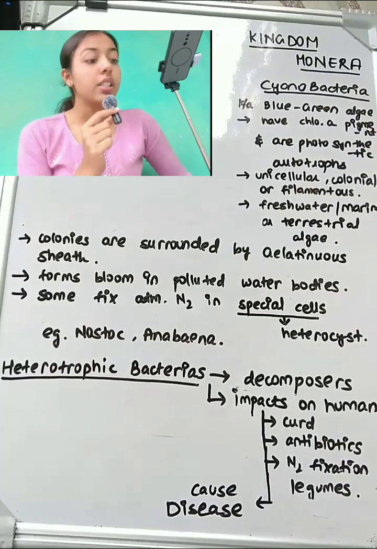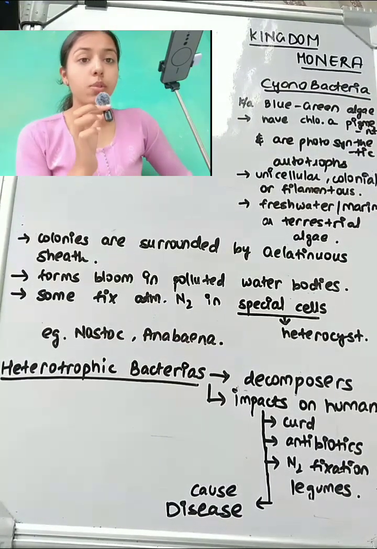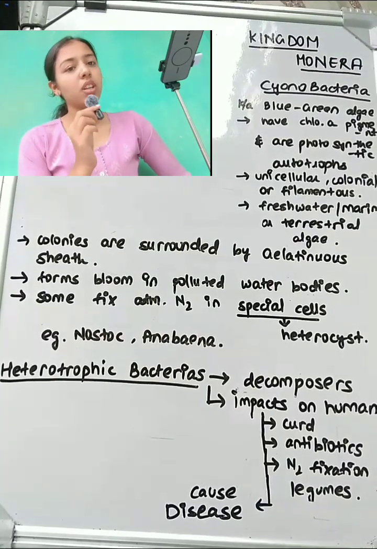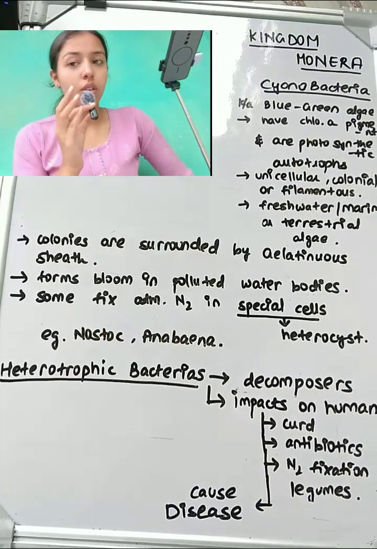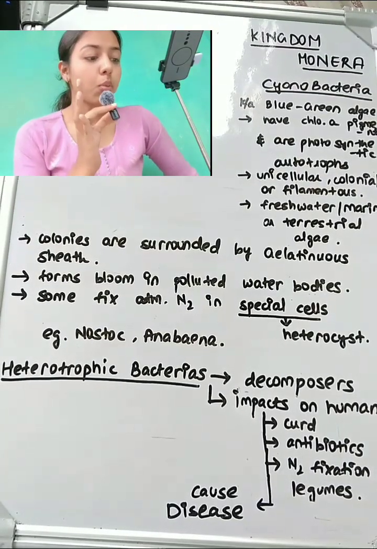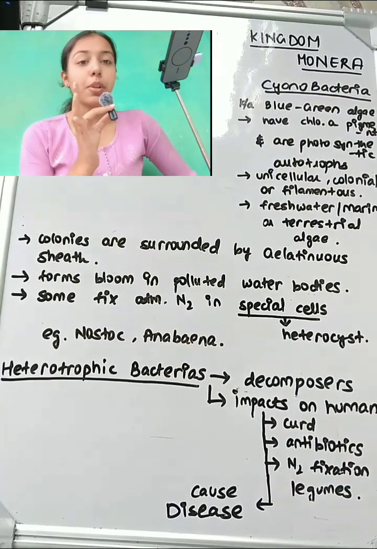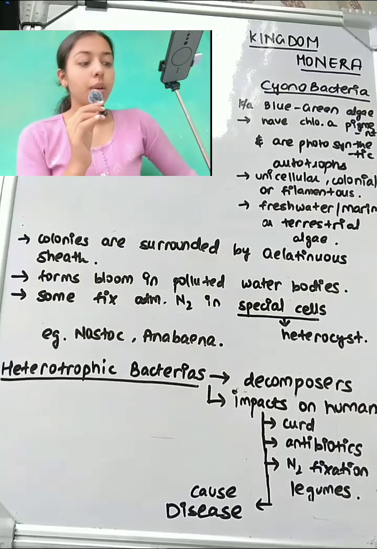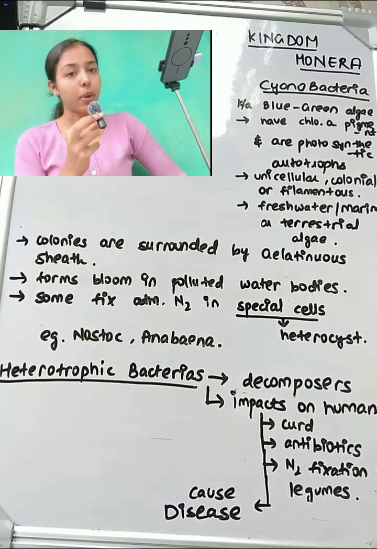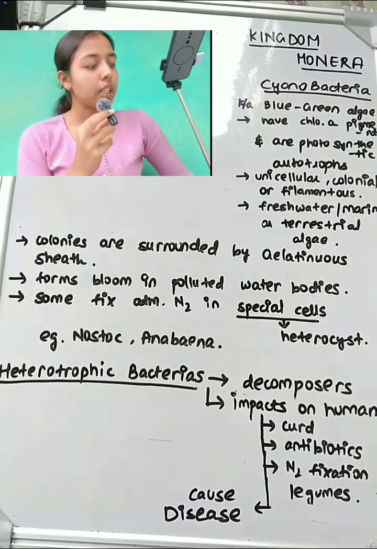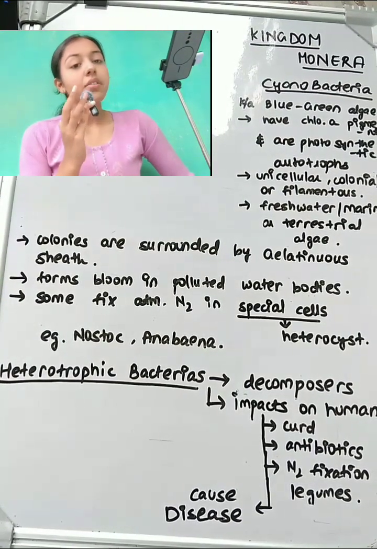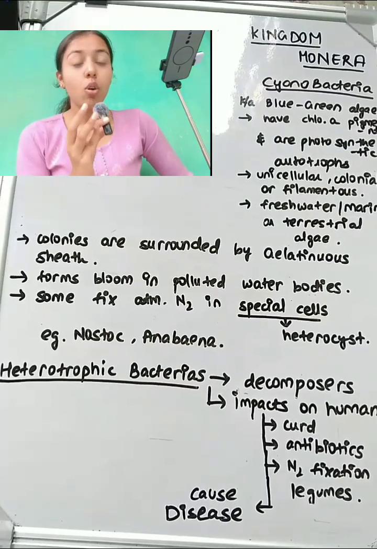Okay, these cyanobacteria often form blooms in polluted water bodies, and some fix atmospheric nitrogen, that is, freely, not in an association. They fix atmospheric nitrogen in special cells known as heterocysts. Examples are Nostoc, Anabaena, and Oscillatoria is also an example of cyanobacteria. Now, heterotrophic bacteria are basically decomposers. They have significant impacts on human affairs.